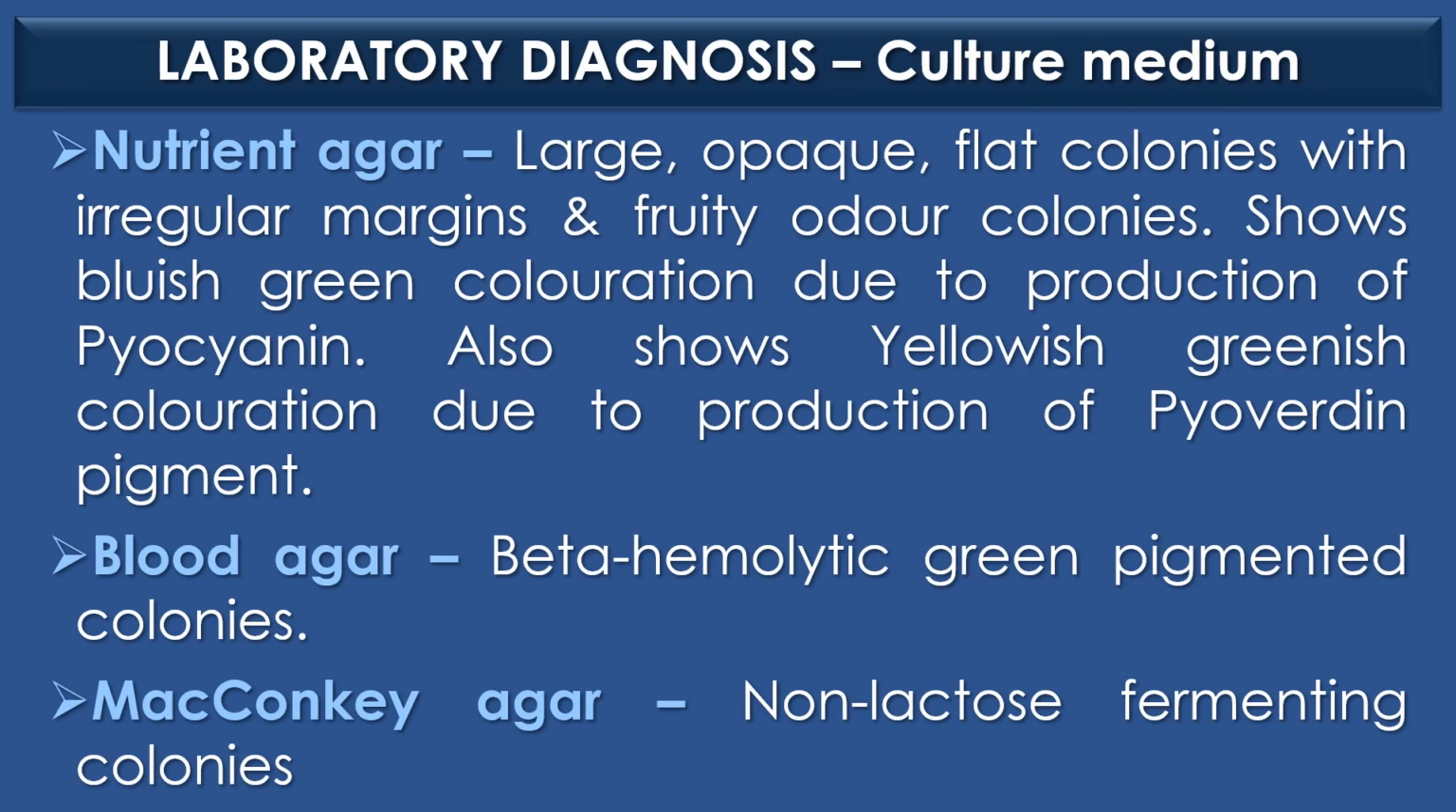Next, colony morphology on culture medium. In nutrient agar, Pseudomonas aeruginosa produces large, opaque, flat colonies with irregular margins and a distinctively fruity odor. It shows bluish green coloration due to the production of pyocyanin pigment. It also shows yellowish green coloration due to the production of pyoverdine pigment. In blood agar, Pseudomonas aeruginosa shows beta hemolytic green pigmented colonies. In MacConkey agar, Pseudomonas aeruginosa shows non-lactose fermenting colonies.